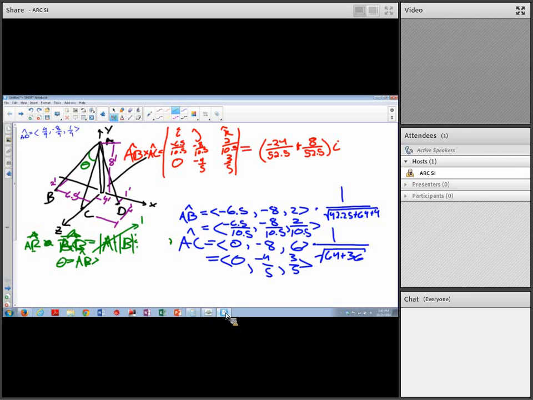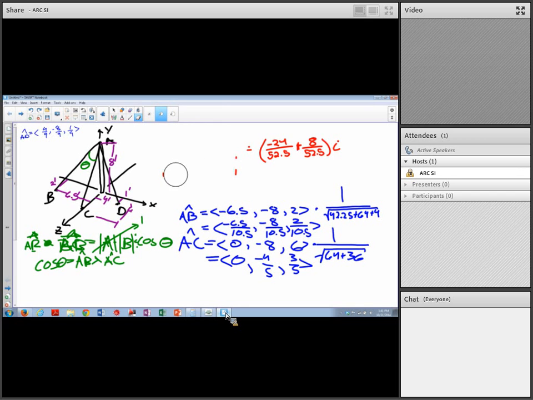Dot gives cosine theta. Right. We need to do the dot product because we do not want to end up with a vector right now. Oh man. Sorry. Okay. AB dot AC is much easier to do, because we just look at these and we multiply.